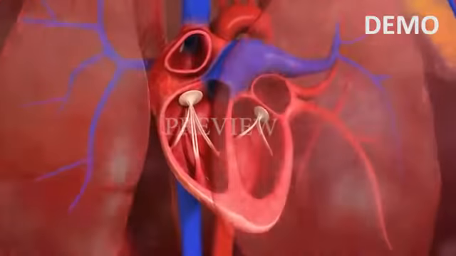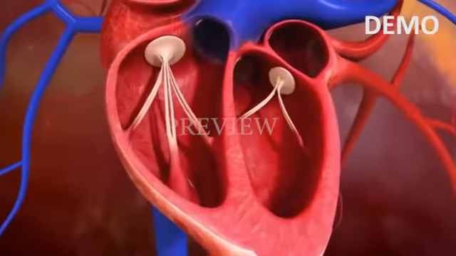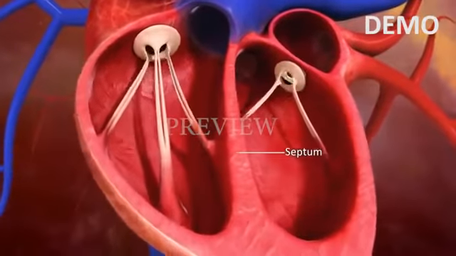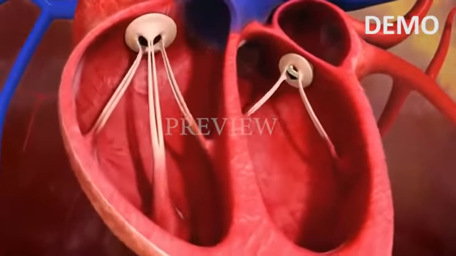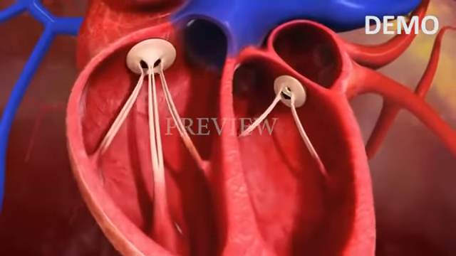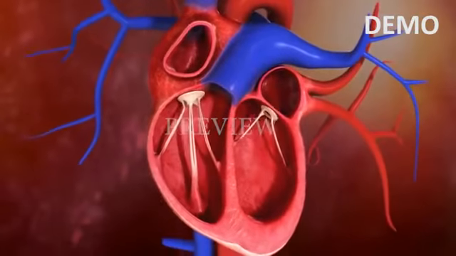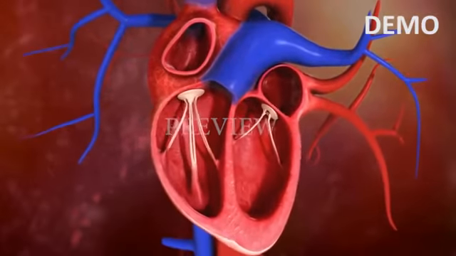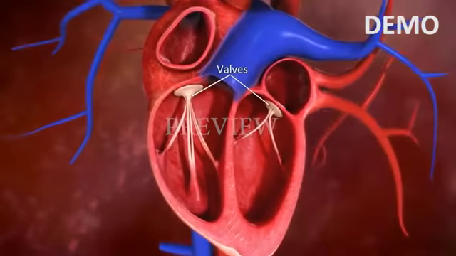The chambers on the right side of the heart are separated from those on the left side by a partition known as the septum. The septum prevents the mixing of the oxygen-rich blood in the chambers of the left side with the carbon dioxide-rich blood in the chambers of the right side. The atria are connected to their respective ventricles by flap-like structures called valves.